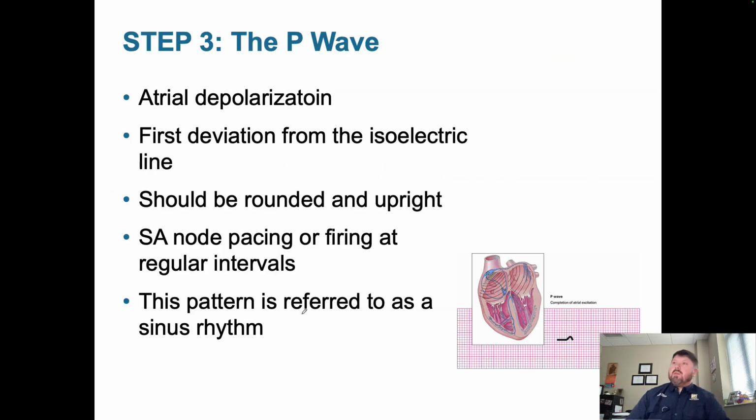So next, the P wave, step 3. Step 1 was the rate, step 2 was the rhythm, step 3 is the P wave. This is where we're going to identify the morphology, or the way the wave looks. It should be your first deviation from the isoelectric line. For a sinus rhythm, it should be upright.